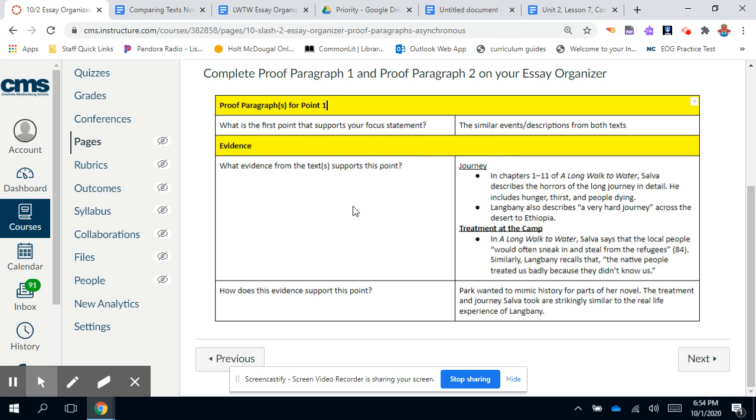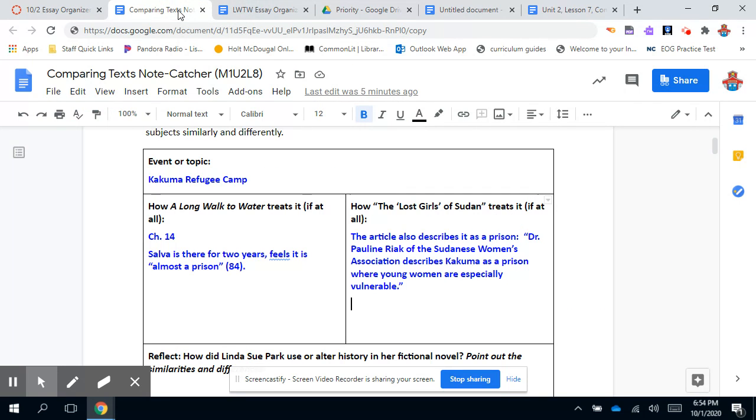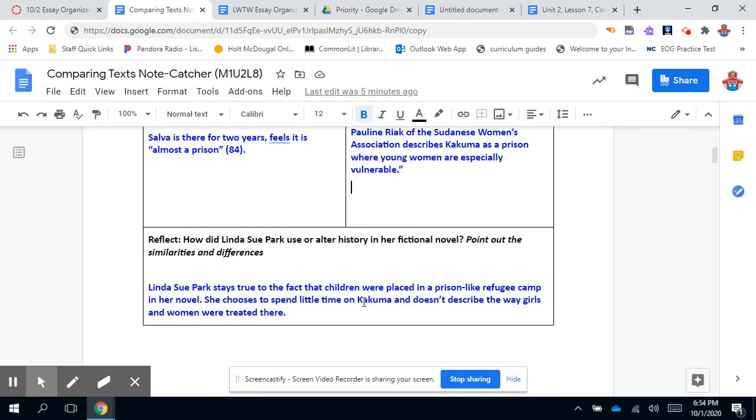So I would organize your evidence this way. What are the 2 topics that are similar? What's the evidence to support those topics? You would do the same thing for differences, which would be your blue proof paragraph for point 2. Going back to your note catcher, where are 2 topics where you saw some differences? Even with the refugee camp, we see a difference. She chooses to spend little time on Kakuma and doesn't describe the way girls and women were treated there. So that's also a difference.